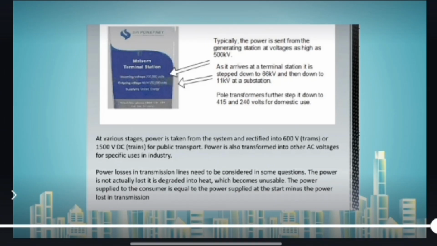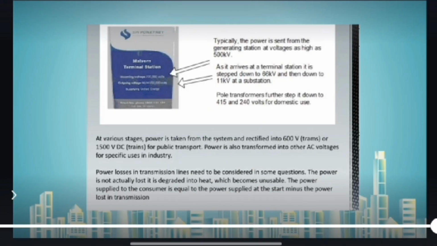At various stages power is taken from the system and rectified into 600 volts or 1500 volts DC for public transport. Power is always transformed into other AC voltages for specific uses in industry.